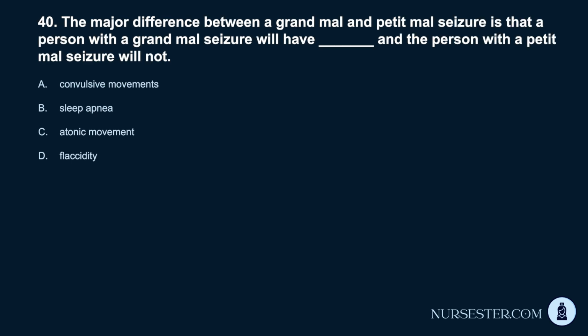40. The major difference between a grand mal and petit mal seizure is that a person with a grand mal seizure will have blank and the person with a petit mal seizure will not. A. Convulsive movements. B. Sleep apnea. C. Atonic movement. D. Flexidity. Correct answer, A. Convulsive movements.